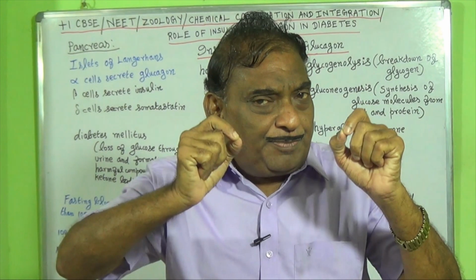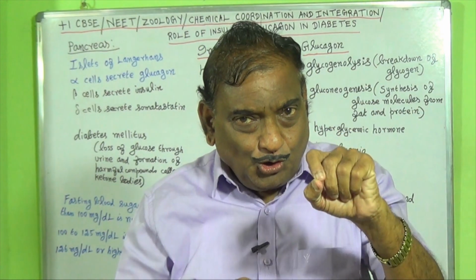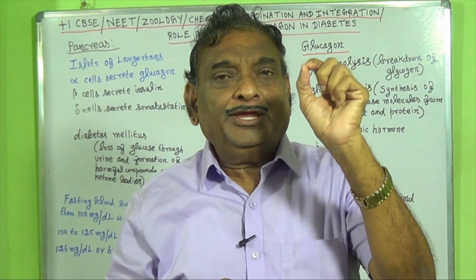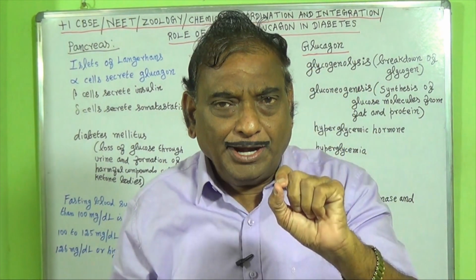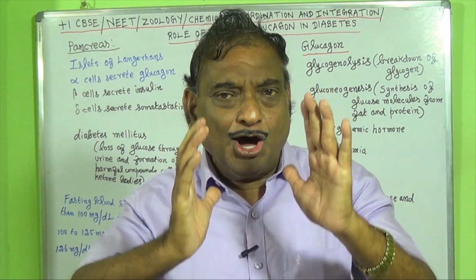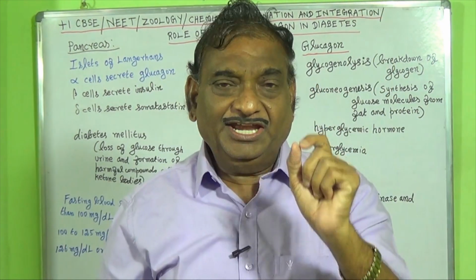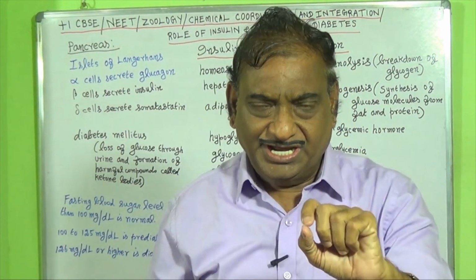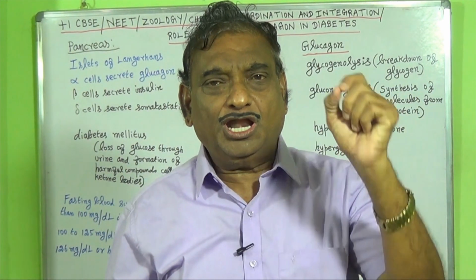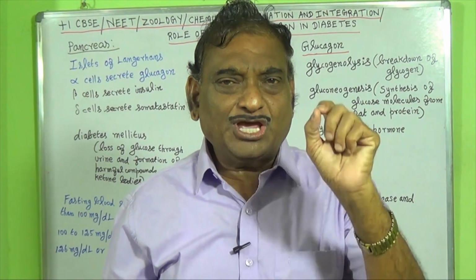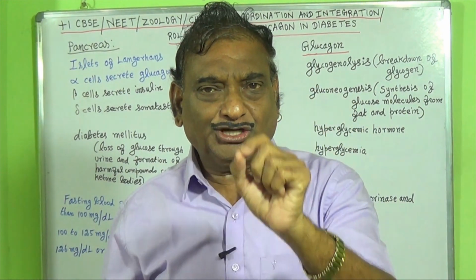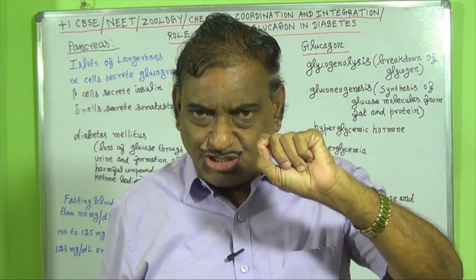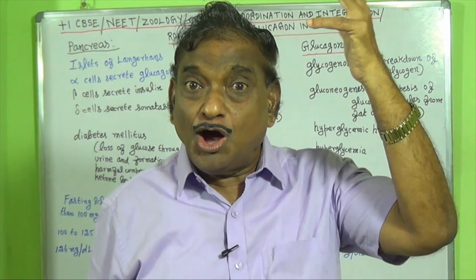My dear students and parents, in this video we are going to learn how insulin and glucagon maintain our normal glucose level. In the chapter Chemical Coordination and Integration, in the subject Zoology for +1 CBSE and NEET students. It is also useful to +2 CBSE students and to all of us.